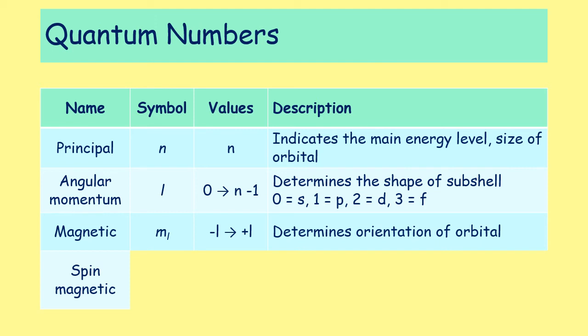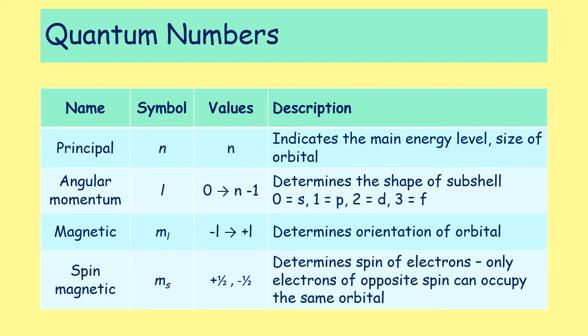For d orbitals, which have an angular momentum of 2, the magnetic quantum number can be -2, -1, 0, +1, or +2. There are 5, and that tells you which of the 5 different possible d orbitals that your electron is in.